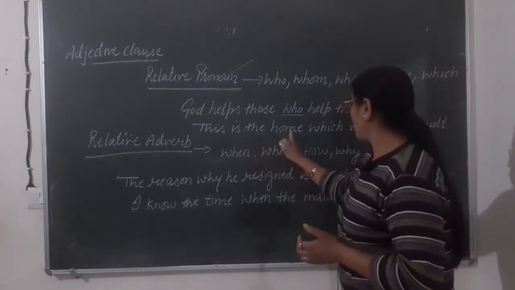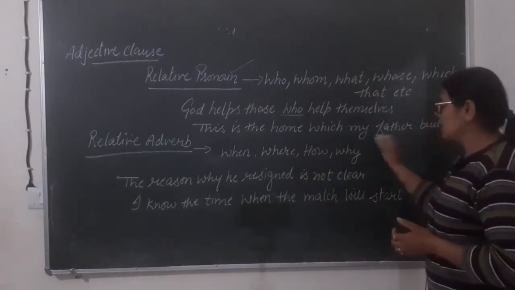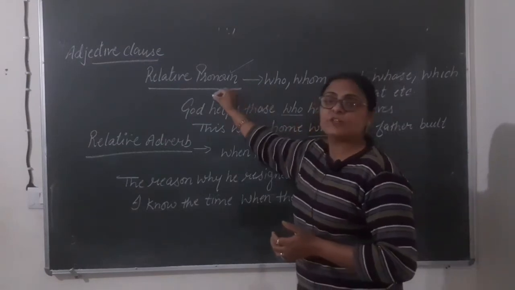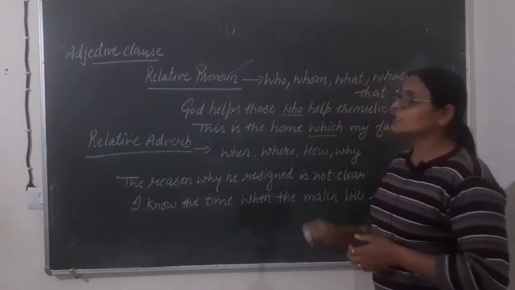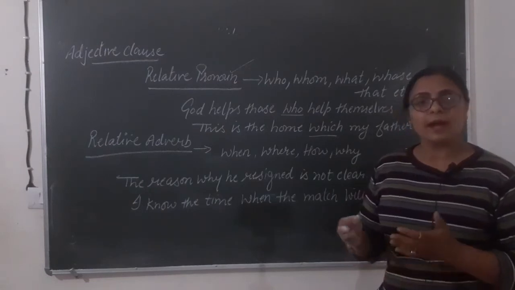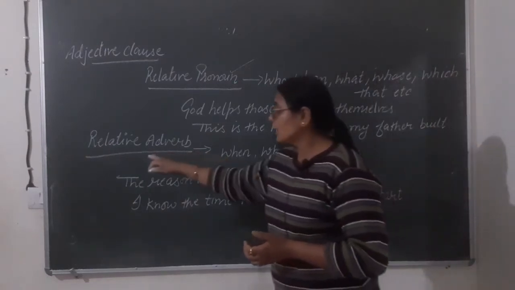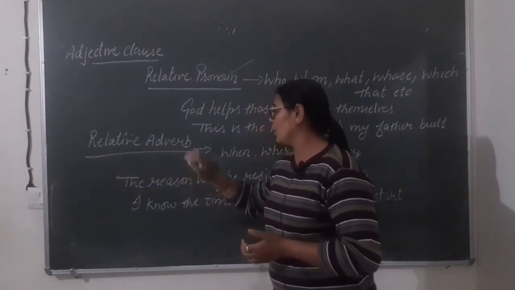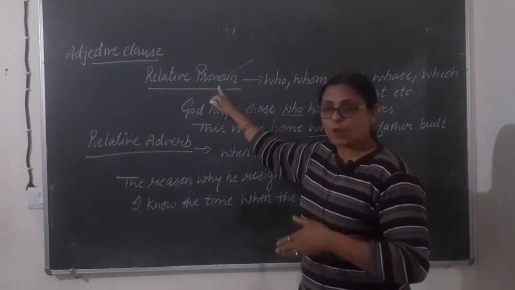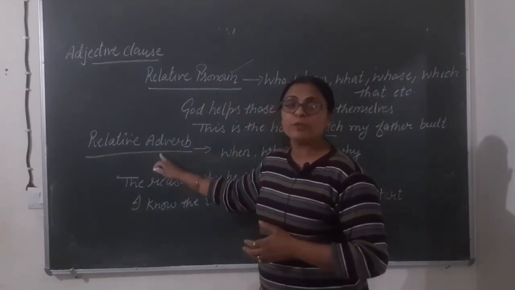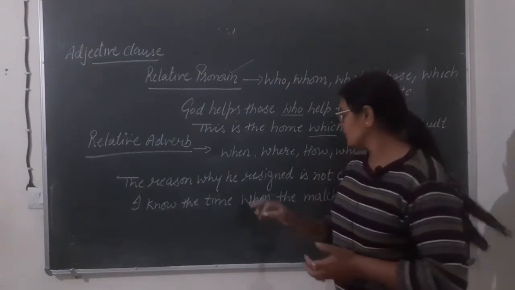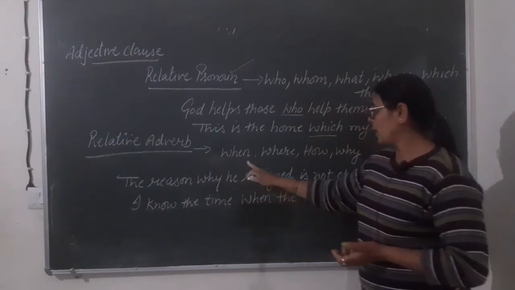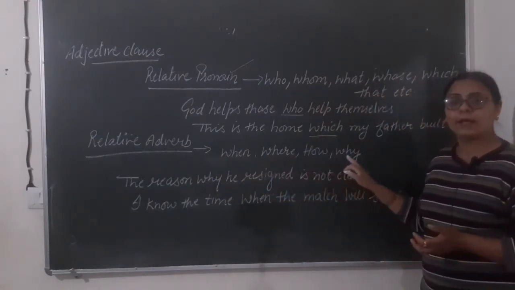This is the home which my father built. Here which is qualifying the home, that is relative pronoun. Fine. In this way relative pronoun can be used to identify adjective clause. Second, adjective clause is also identified by the use of relative adverb. Here we have seen relative pronoun. Now we will see how relative adverb is used to identify adjective clause. The words that we can identify as relative adverbs are when, where, how and why.